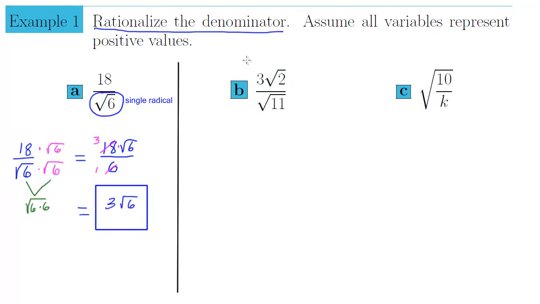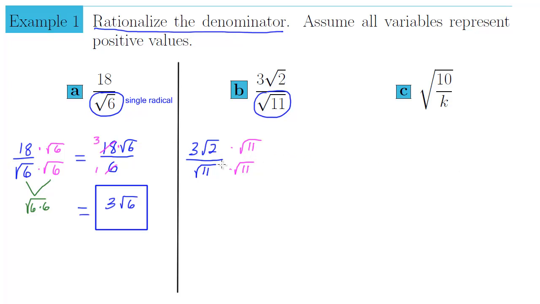For part B of this problem, we really have more of the same. Okay, the fraction has a single radical on the bottom, root 11. So what we're going to need to do to get rid of that is to multiply the top and bottom of the fraction by root 11. So we're going to take 3 root 2 over root 11, and to get rid of the square root 11, we're going to multiply the bottom by root 11. Then we also have to do it to the top. Let's see what happens here.